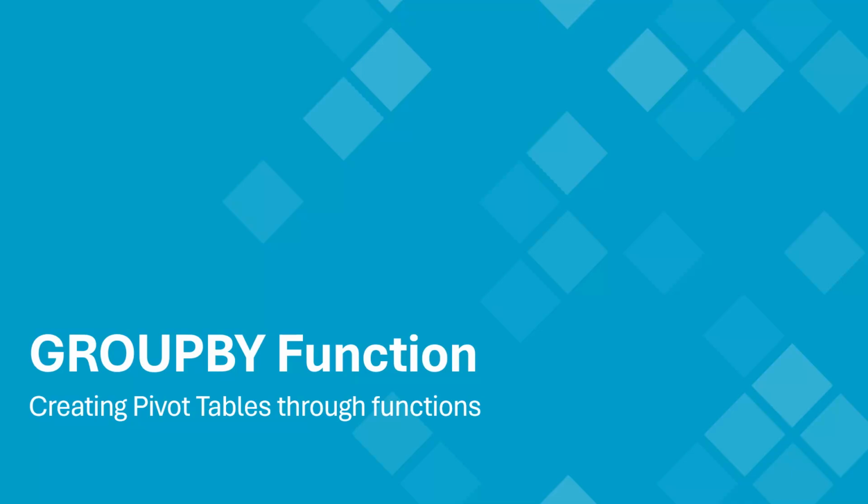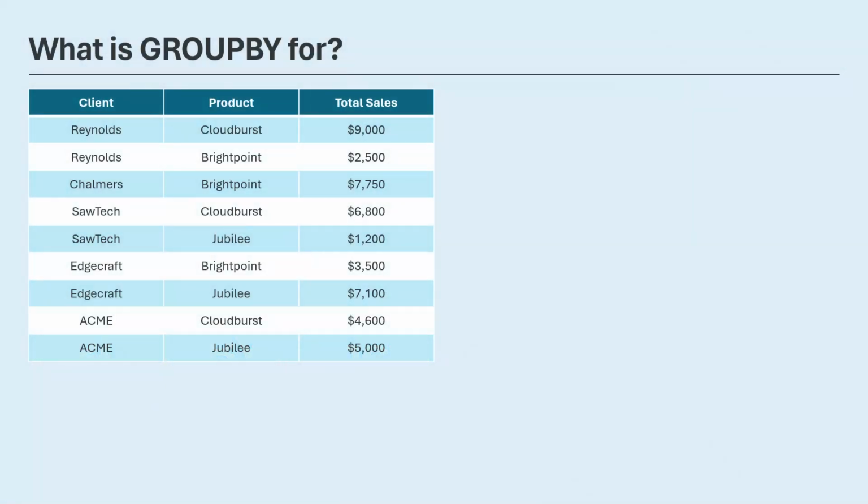The GroupBy function is one of the newest functions in the Excel toolbox, and its job is to allow us to create what would normally be created through a pivot table through a function instead. So for example, let's say you have a basic data table and you wanted to summarize this data. You'd probably want to create a total sales by product so that all of the Cloudburst sales, all of the Breakpoint sales, and all of the Jubilee sales could be totaled together.